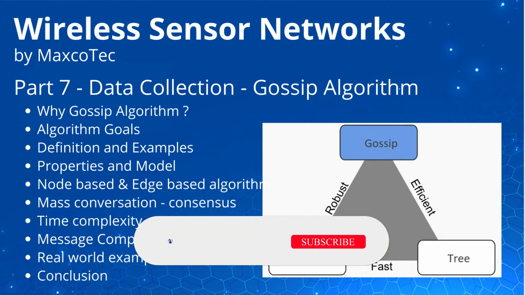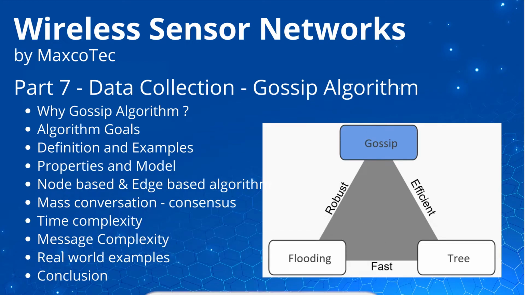We'll study its properties and a basic model. Then we will learn the difference between the node-based gossip algorithm as well as the edge-based gossip algorithm. We'll also study the mass conservation property, where all of the nodes have to come to a common state at the end of the execution, known as consensus. Then we will look at some properties including time complexity and message complexity. And finally, we'll look at how and where this gossip algorithm is being used in real world examples. And in the end, we are going to conclude by looking at the advantages and the disadvantages of the gossip algorithm. So let's get started.